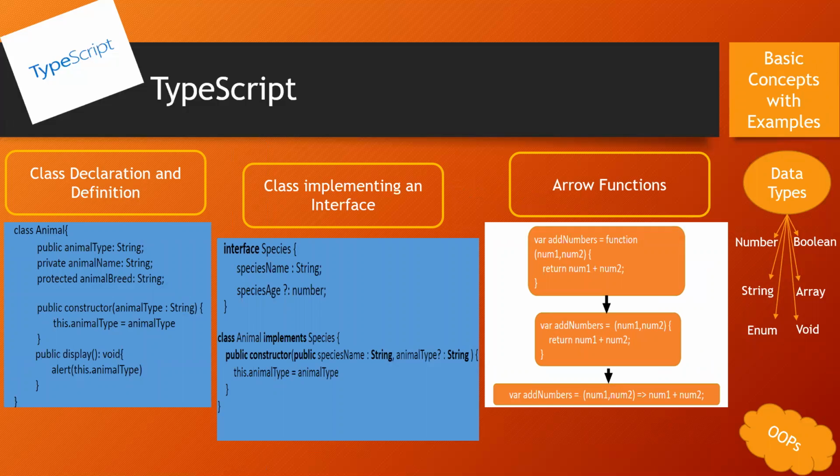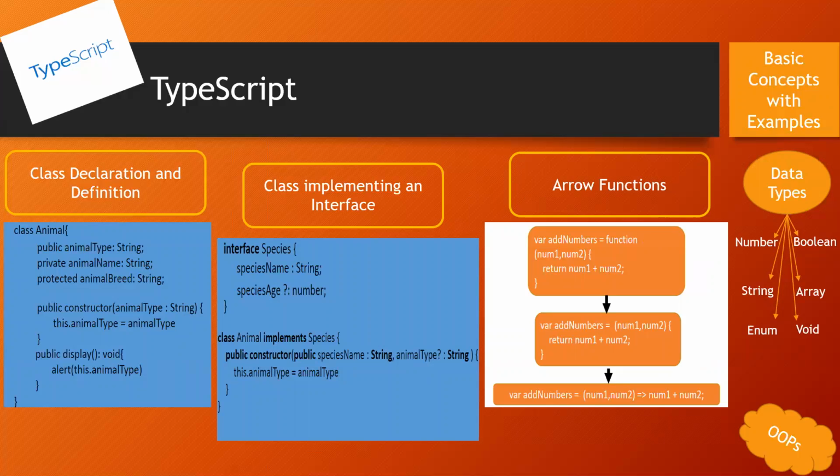Now let's see some basic concepts which are there in TypeScript. So let's start with class declaration and definition. Since it's object oriented based, as we do in .NET, we declare a class. As you can see here, we have a class Animal. It has three variables, or fields: animal type, animal name, and animal breed, all of type string. We have a constructor here, and we have a method display. In that method, we are calling an alert function.